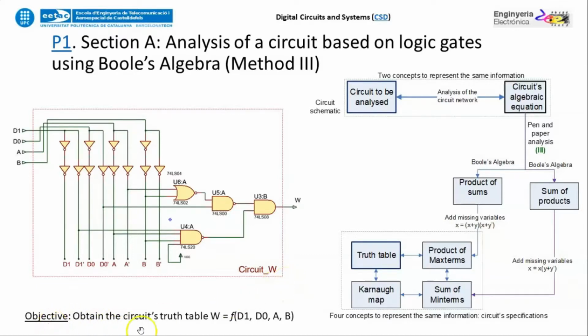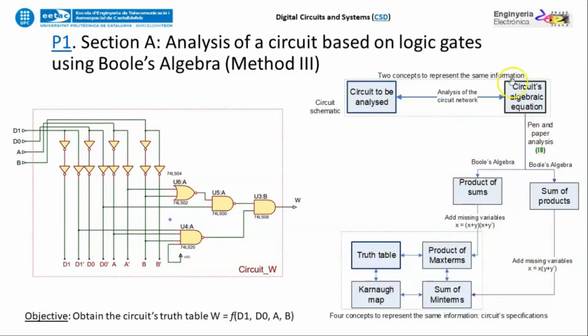So the objective is to obtain its truth table in this way, W as a function of the inputs D1, D0, A and B, so that we can plan the exercise in this way. We have the logic diagram here. This is the circuit to be analyzed. And so on the right side of this picture, we can have at the same level, meaning the same kind of information, the circuit's algebraic equation, which is the circuit based on Boole's algebra.